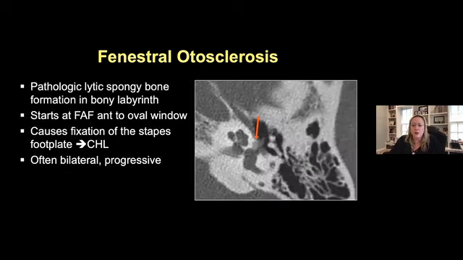So again, in fenestral otosclerosis, the pathology is spongy bone formation in the bony labyrinth that starts first and worst at the fissula ante fenestram, anterior to the oval window, and that causes fixation and fusion of the stapes foot plate. And once you fuse that foot plate, it can no longer vibrate, leading to a significant conductive hearing loss. And as mentioned, it's often bilateral and progressive.